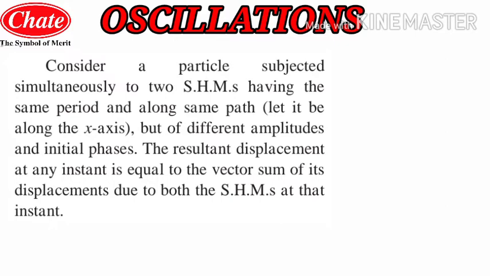They also possess different initial phases, meaning both particles will begin the oscillation or begin the SHM at different initial phases. Now the resultant displacement at any instant is equal to the vector sum of its displacements. Means students, the resultant displacement that we will get will be equal to the vector sum of its displacement due to both the SHMs at that instant. Now we will see the next part.